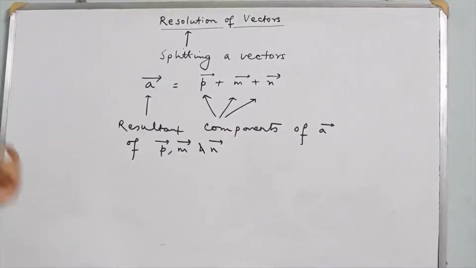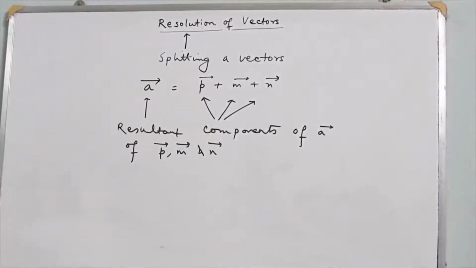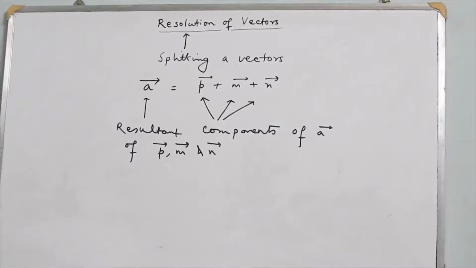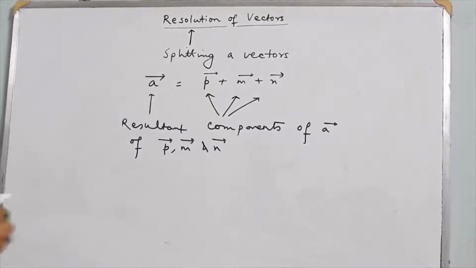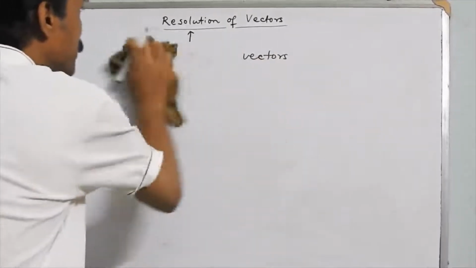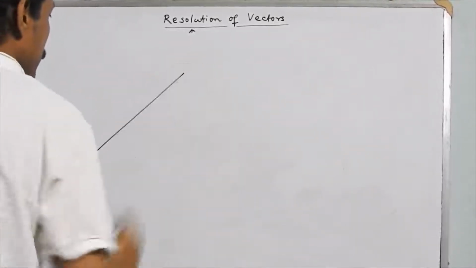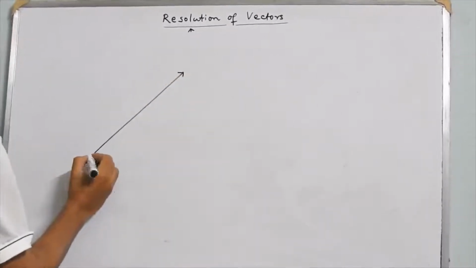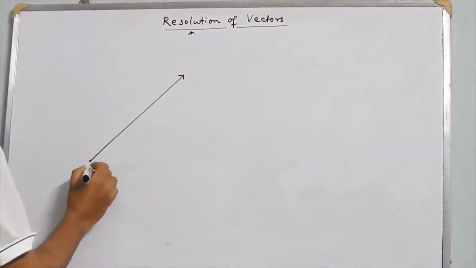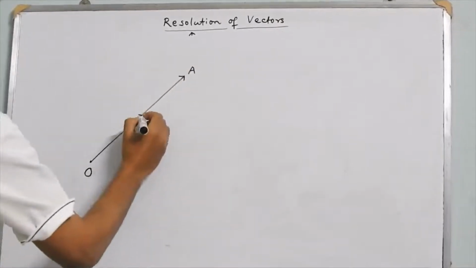So what we are trying to do is split a vector into different parts. For the time being, I am trying to demonstrate how a vector is split into two parts. For that, let me draw a diagram. Suppose I have a vector A, or let me denote it as R vector. Suppose the starting point of the vector is O and the finishing point is A. So this is called OA vector. Let me call it R vector.